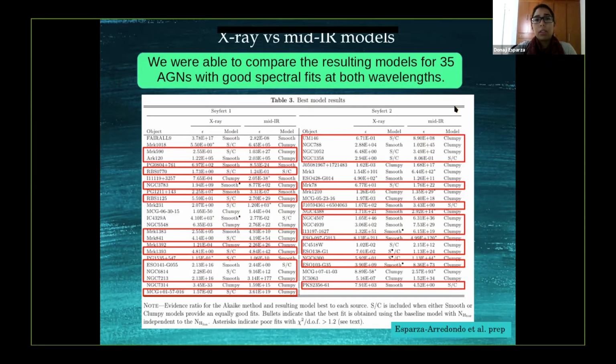We fitted these 47 sources with four models, and we discarded the sources with bad statistics. Therefore, we were able to compare the resulting models for 35 AGNs with a good spectral fit at both wavelengths. We used the Akaike statistical criterion to select the best model for each wavelength. This table summarizes these results for each source and each wavelength.